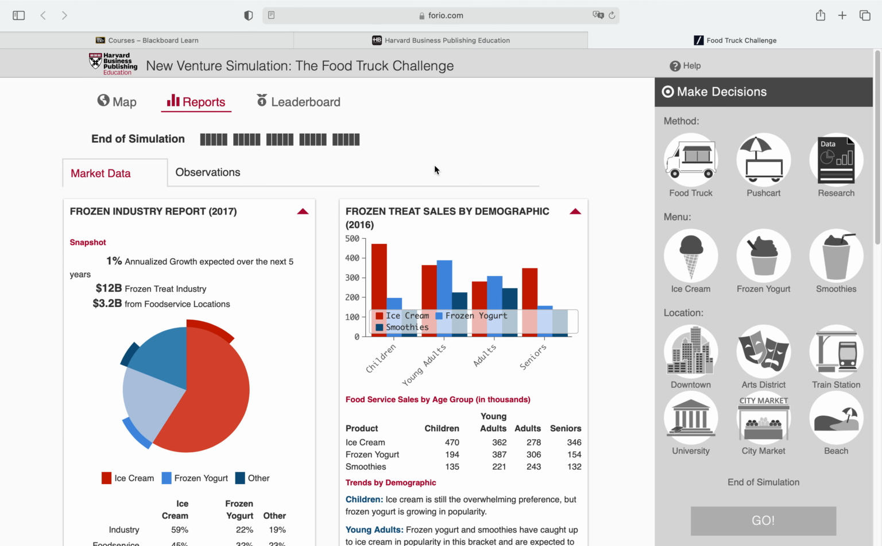As you can see, on the right side, it provides you three different methods. You can either do food truck, push cart, or you can purchase a research to get a little more insight on the market. So you have three different ways within the 5 weeks. Over here, it shows you the 5-week span. However, you can only make each decision based on what type of method you choose. If you're using food truck, then that will take up the whole week. But if you choose push cart, you can change the operation daily.